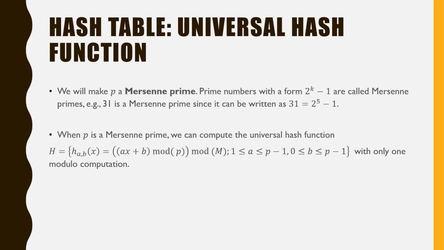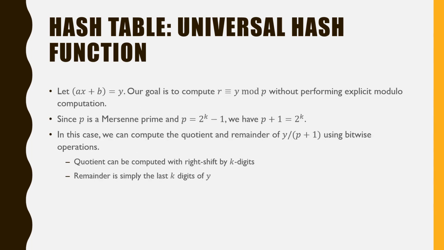We claim that when we select p as a Mersenne prime that is larger than x, we can compute the corresponding universal hash function using only one modular operation. Let's see how this trick will work. We begin with labeling ax plus b as y and y modulo p as r. Our goal thus becomes to compute r. Based on the definition of Mersenne prime, we have p equals 2 to the power of k minus 1, or we can write p plus 1 equals 2 to the power of k.